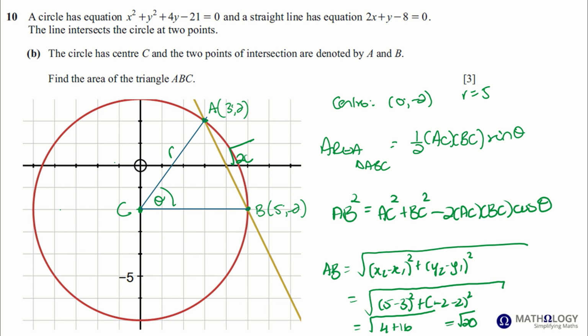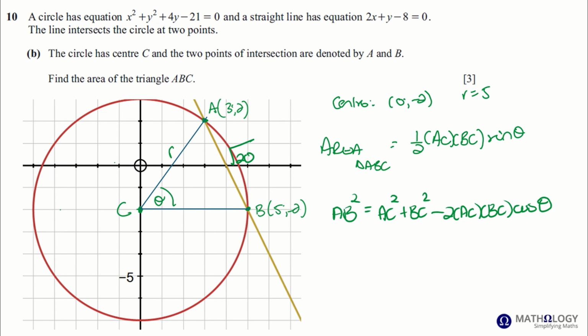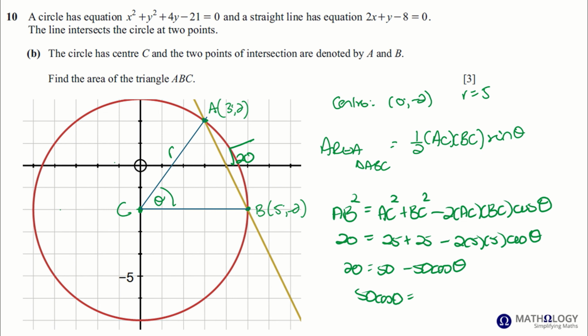So we can mark that here. And we'll just leave it in this form. It doesn't really matter. We can leave it in unsimplified form. AB is root 20. So AB squared will be 20. AC is 5. 5 squared is 25. BC is also 5. 5 squared is 25. Minus 2 times 5 times 5 cos theta. 20 equals 50 minus 50 cos theta. 50 cos theta equals 30. So cos theta is 3 over 5.